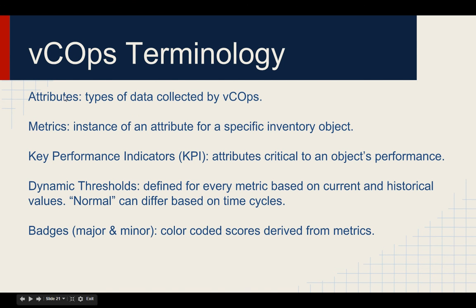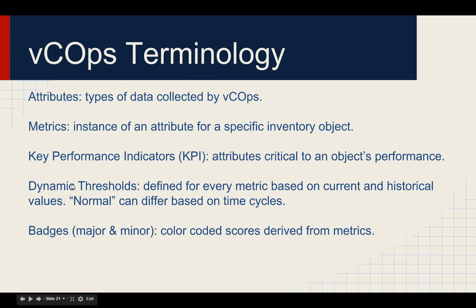So some terminology related to vCOps, and it also relates to vRealize Ops. Attributes are the types of data collected by vCOps. A metric is one instance of an attribute for a specific inventory object. So for example, CPU utilization on a VM XYZ would be the metric instance for the CPU attribute on a VM. Key performance indicators, or KPIs, are metrics deemed critical to an object's performance. They factor more heavily in the monitoring that vCOps does.